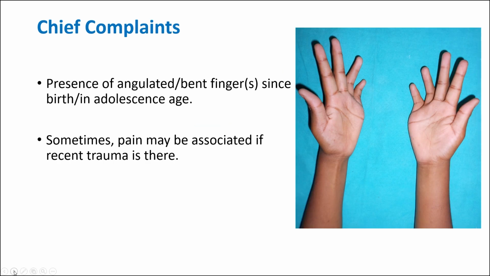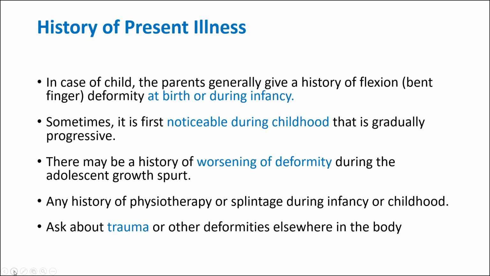In the chief complaint, you will find that the informant always tells you that they observed this deformity either from birth or during infancy. So the first complaint will be the presence of a bent finger, either since birth or during the adolescent age. It might have worsened with time. Sometimes if there is an associated history of trauma, then pain may also be there as a chief complaint.